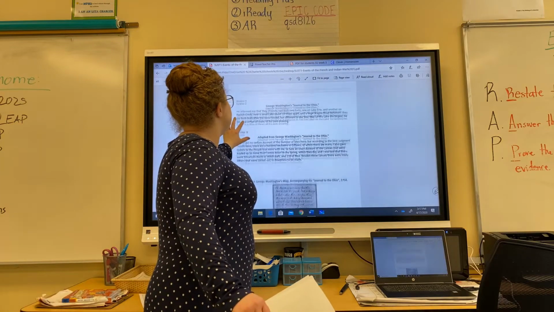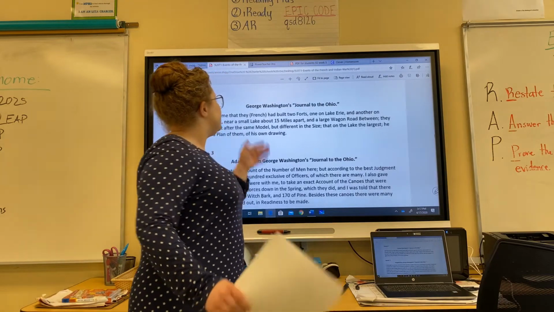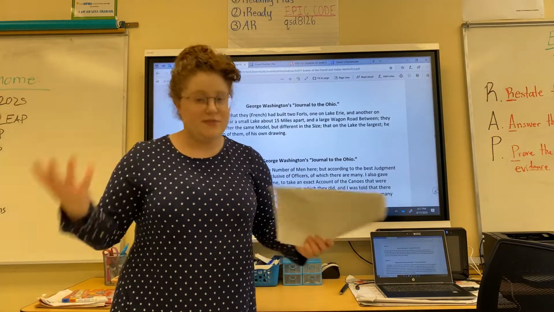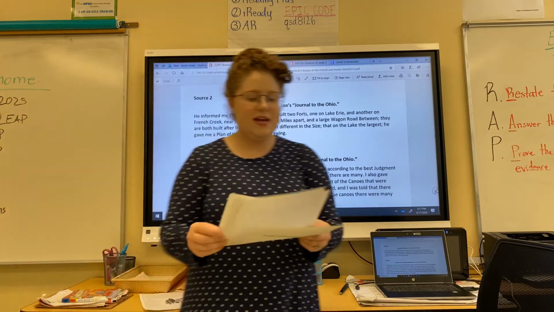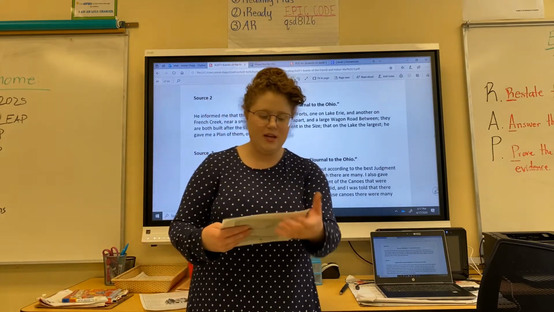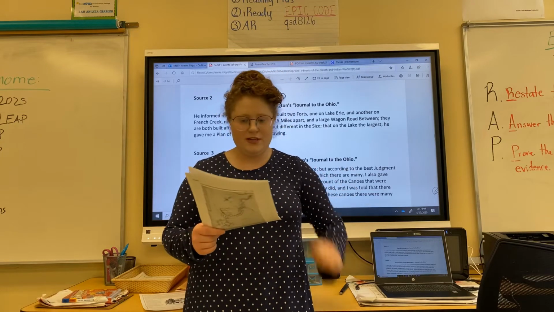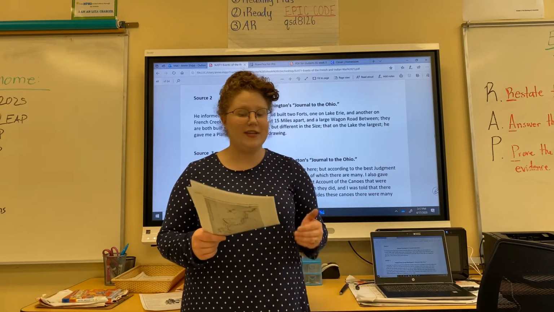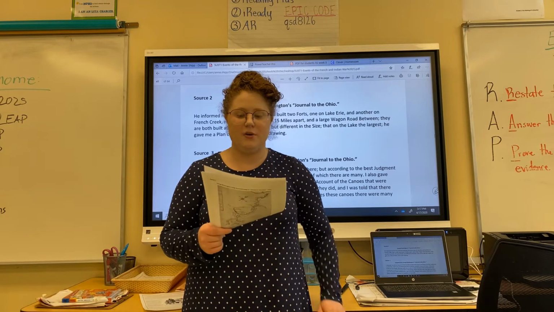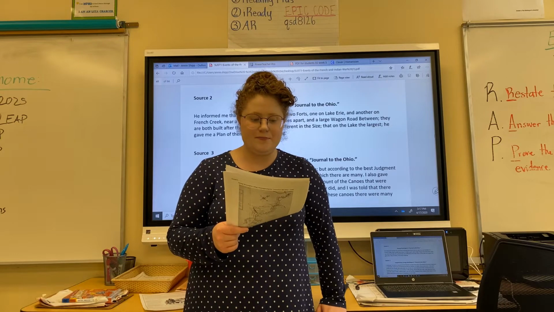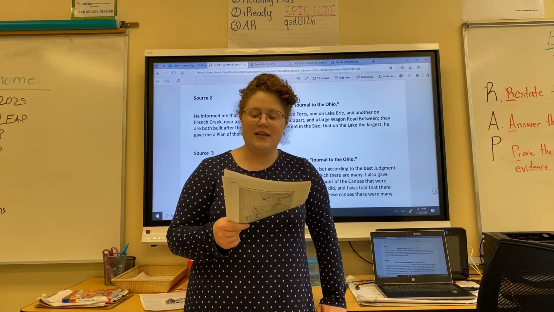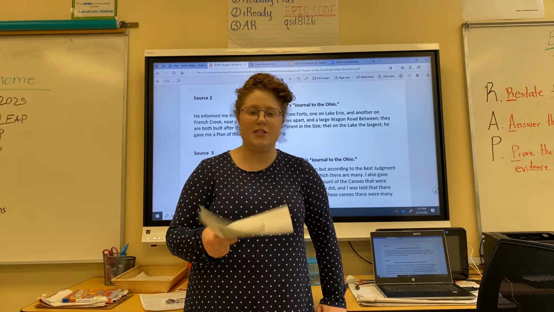Now, source two is from George Washington's journal to the Ohio, because he kept notes of everything, all right? So his source two, this is what he was writing. He informed me that they, the French, had built two forts, one on Lake Erie and another on French Creek near a small lake about 15 miles apart, and a large wagon road between. They are both built after the same model, but different in size. That on the lake, the largest, he gave me a plan of them of his own drawing.